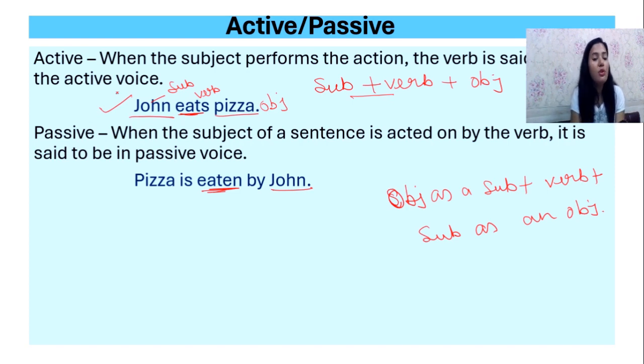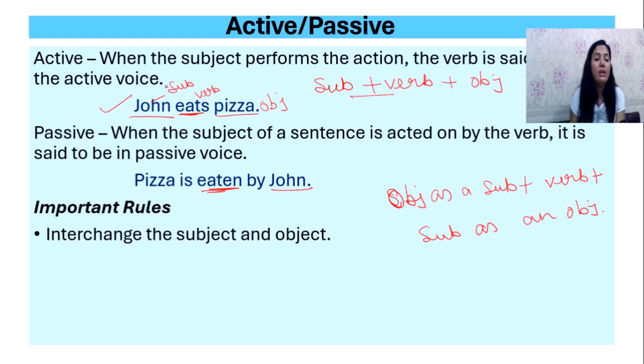When we want to change an active sentence into a passive one, how can we change it and what steps do we need to follow, what do we need to remember? When you change an active sentence into a passive one, you need to interchange the subject and object. And you will be able to interchange the subject and object when you can identify, when you know this is the subject, this is the verb, and this is the object in the sentence.